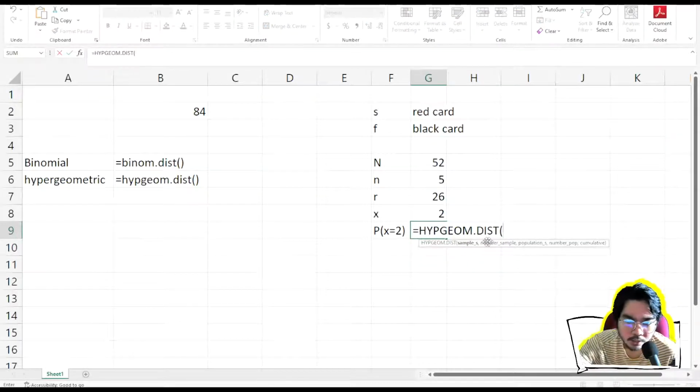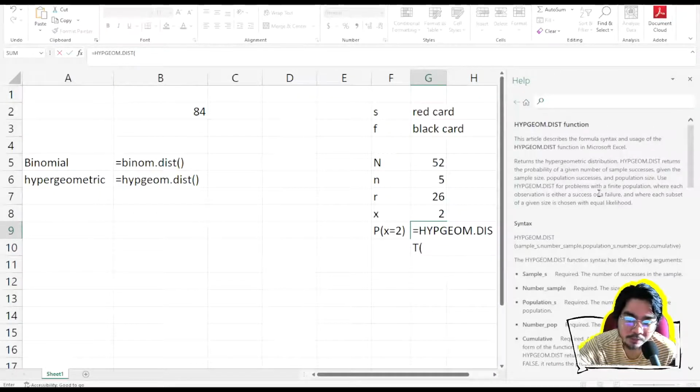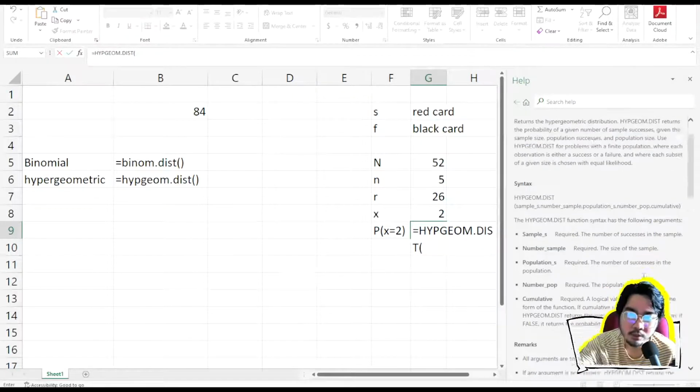Equals hypgeom.dist. You'll see sample_s, number_sample, population_s, number_pop, then cumulative, etc. If you're not sure what those variables mean, you can click on it and it will give you a hyperlink. When you click it, a help tool will appear. Okay? What's important here is the syntax, because this is what we will use. You can also read this.